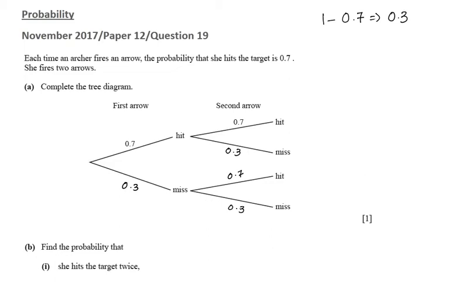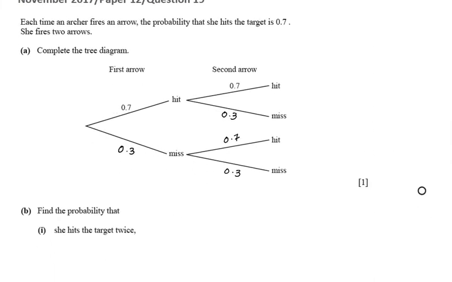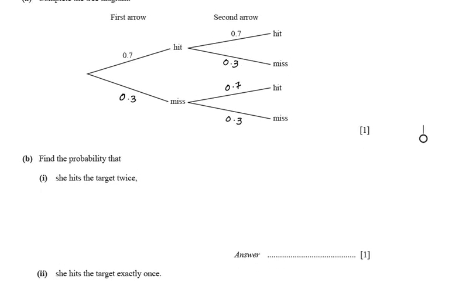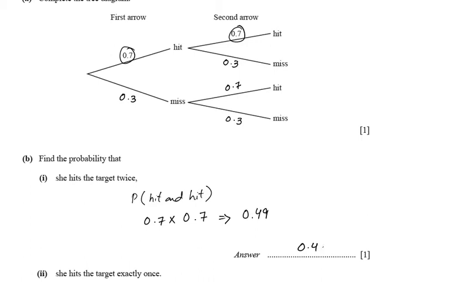Okay. Now in the second part they are saying find the probability that she hits the target twice. So it means both times the target is hit. Okay. So it means the probability of hit and hit. As we know that 'and' means multiply. So the probability of the first hit is 0.7, multiplied by the probability of the second hit, which is also 0.7. So we will multiply 0.7 multiplied by 0.7. So 7 times 7 is 49, and then after two values we will mark the decimal. So the answer is 0.49.